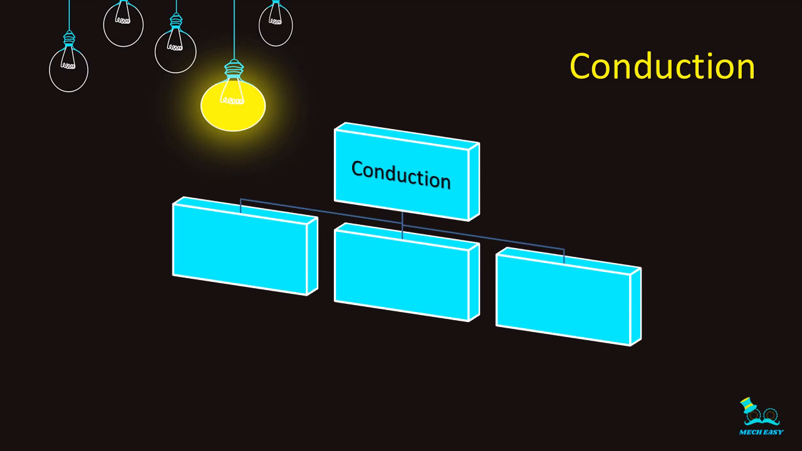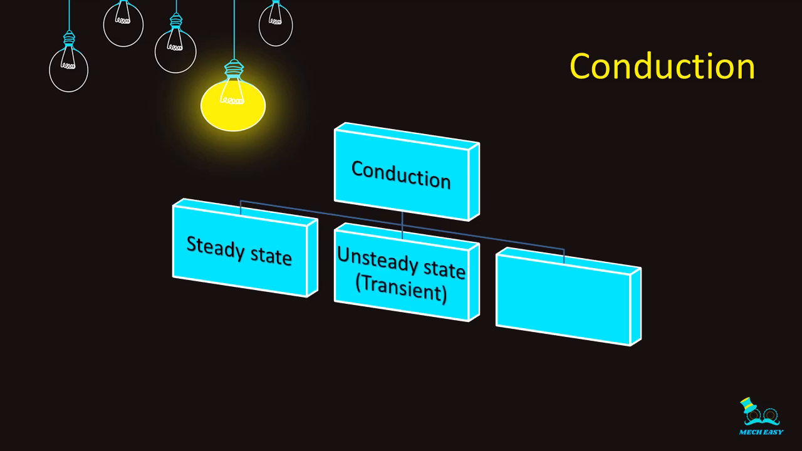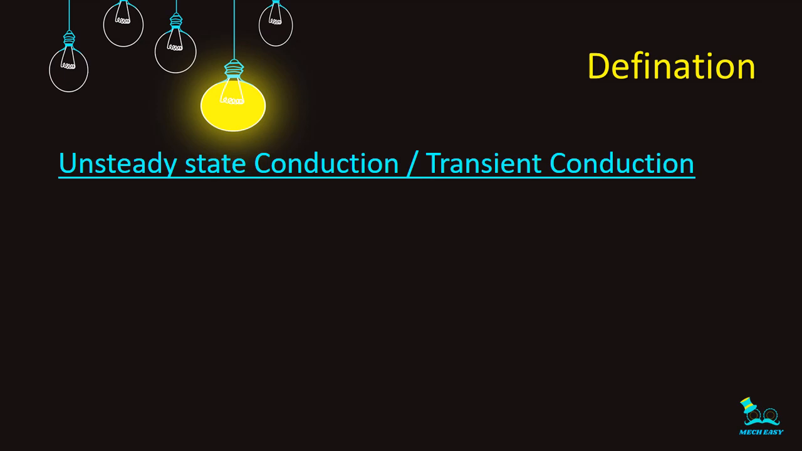There are three types of numericals that can be asked in the exam about conduction. First one is steady state. The second one is unsteady state, that is transient conduction. The third one is heat transfer through fin. In this video lecture, we will study about the unsteady state heat transfer, or you can say transient heat transfer. Now let us check the definition of unsteady state conduction or transient conduction.